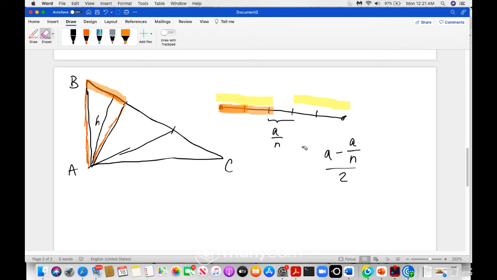So we took A, we subtracted one of these segments A over n. Okay, so now we have the yellow region. And then I just divided it by 2 to get our region of interest, which is the orange region. Okay?